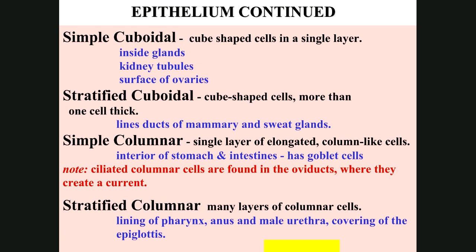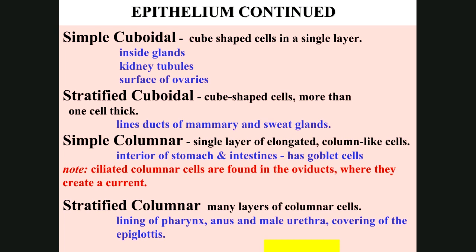There's some goblet cells included in them. Those are modified columnar cells, which are modified to produce the mucus. That's why your stomach has so much mucus in it, and your intestines too. So the food and waste and things like that can move lubricated through your digestive system.